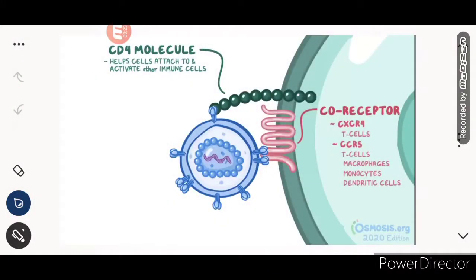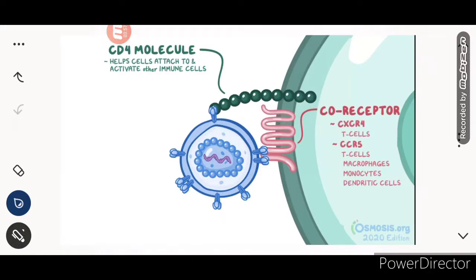So basically, first the CD4 molecule helps to attach and activate the other immune cells. Okay, so CD4 molecules attach to the virus and send the signal that there's a virus coming on. So that leads to the initiation of the protective signals. Okay, and basically the virus comes and attaches to a receptor and a co-receptor. So co-receptors are basically of two types, that is CXCR4 and CCR5.